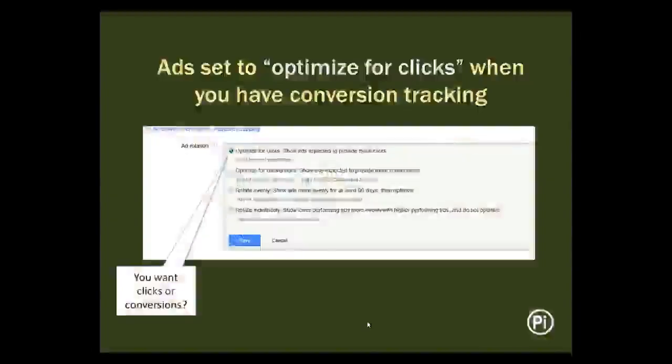Number 8, ads set to optimize for clicks when you have conversion tracking. So this is the default, optimize for clicks, show ads expected to provide more clicks. As you can see, you have about 4 different options here. If you actually want conversions over clicks, I would recommend optimize for conversions, or rotate evenly or indefinitely, depending on if you're doing active ad testing. If you're doing active ad testing, you want rotate evenly.